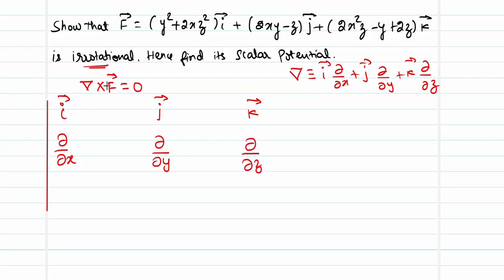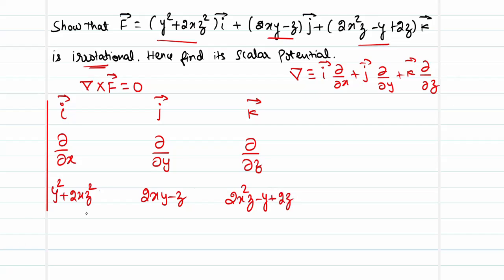Now coming to the second row. What is this F vector? F vector also has an i, j and k component. What is the i component of it? This is denoted by my F1, which is y² + 2xz². Now coming to the j component, I have it as 2xy − z, which is attached along with the j over here. What is attached along with k? That becomes my k component, so it is 2x²z − y + 2z times k. So now we are done.